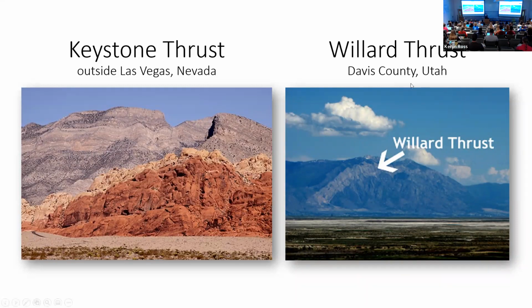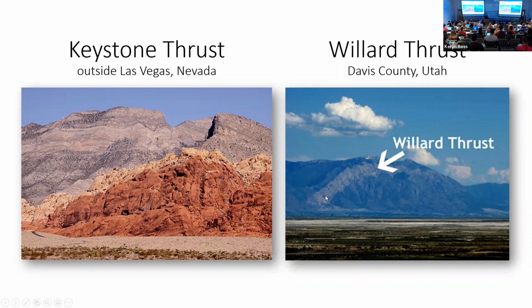Same thing happens here in Davis County. Anybody here from Davis County? Okay, woo, woo. Okay, we got Davis County. And we have what's known as the Willard thrust, and it's older stuff that has been squashed over younger stuff. So this darker stuff here is younger than this lighter colored thing.